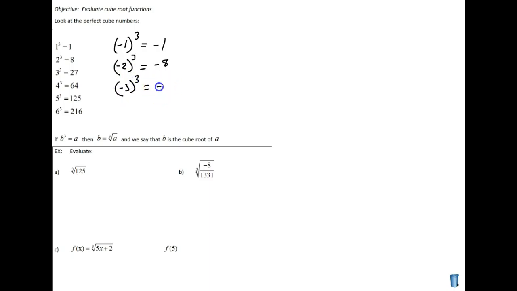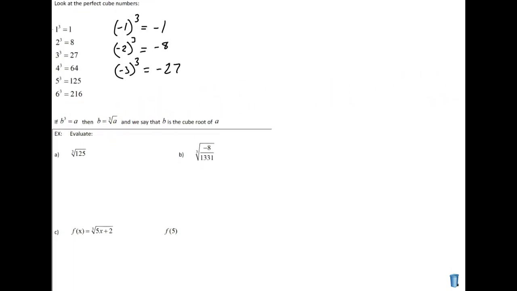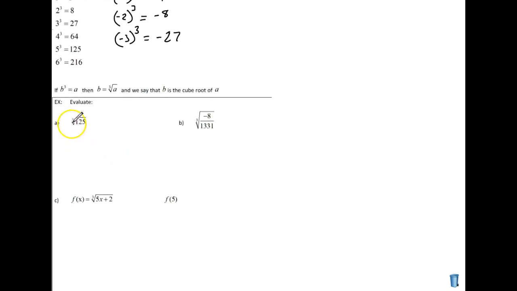What I'm trying to help you understand is that perfect cube numbers can be positive or negative, whereas perfect square numbers were always positive, because when I square a negative number, it turns positive again. So we say if b to the third equals a, then b is the cube root of a, and it's positive or negative depending on what we're taking the cube root of. For example, the cube root of 125 is just 5. But if I'm taking the cube root of negative 8 over 1,331, what is the cube root of negative 8? That's negative 2. And what's the cube root of 1,331? It's not on our chart, but if I give you a second, you should be able to figure it out. That's right, it is 11. So the cube root of negative 8 over 1,331 is negative 2 over 11.